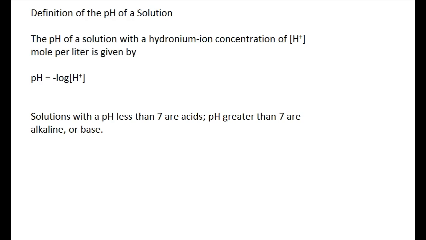We also use logarithms when we're talking about the pH of a solution, and that's a measure of the hydronium ion concentration, the positive hydrogen atoms, in moles per liter. The pH is the negative log of the H plus number. Solutions with a pH less than 7 are acids, and a pH greater than 7 are alkaline or bases.